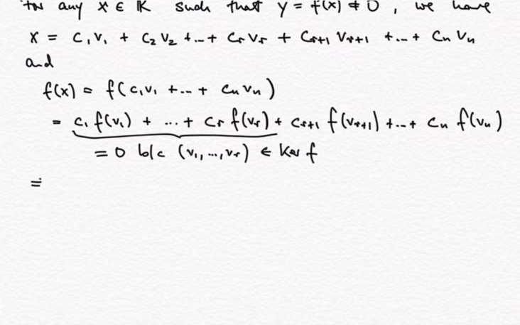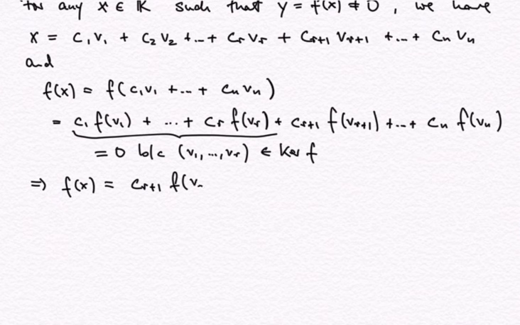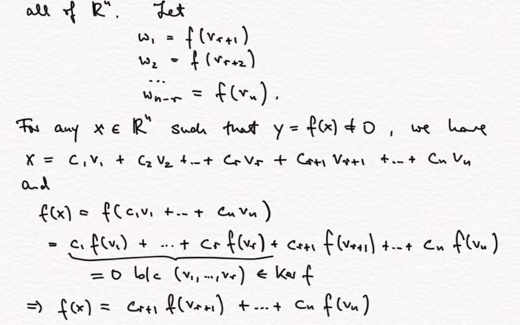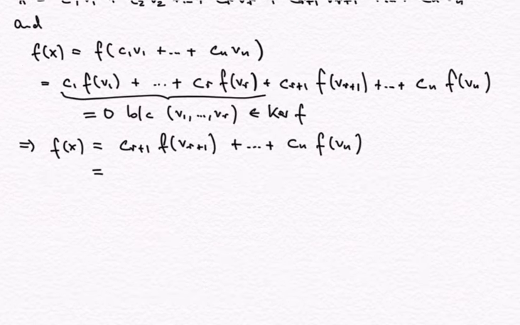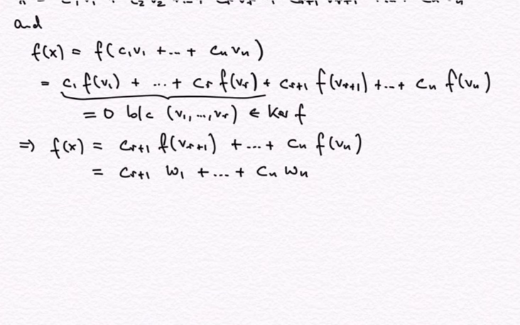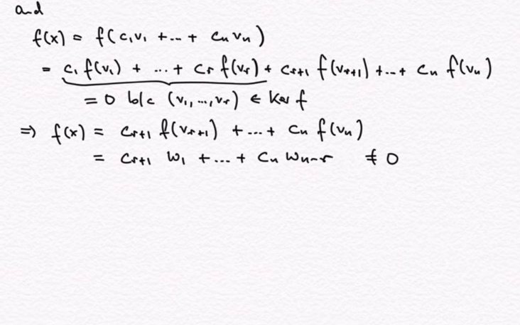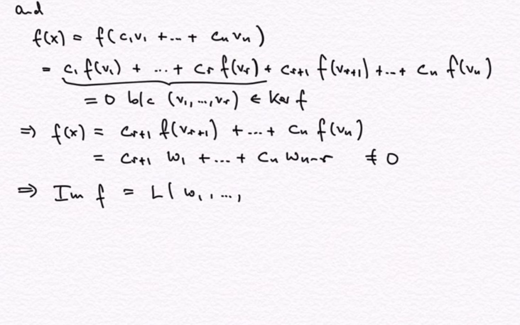And this means that f of x is actually just the tail, which by our agreement here is cr+1 w1 plus ... plus cn wn-r. And this is not equal to 0. I deduce from that that the image of f is the linear span of these image vectors from the extension of the basis, w1 through wn-r.